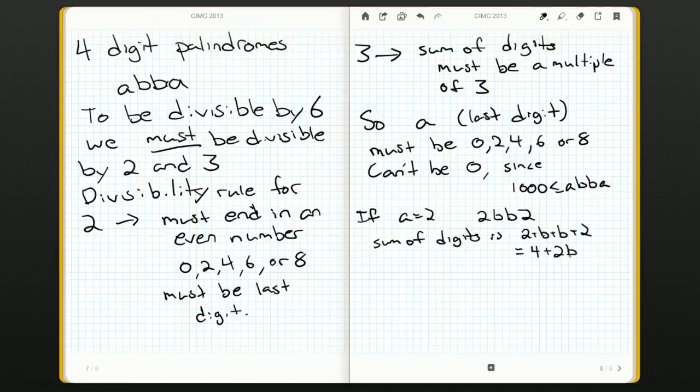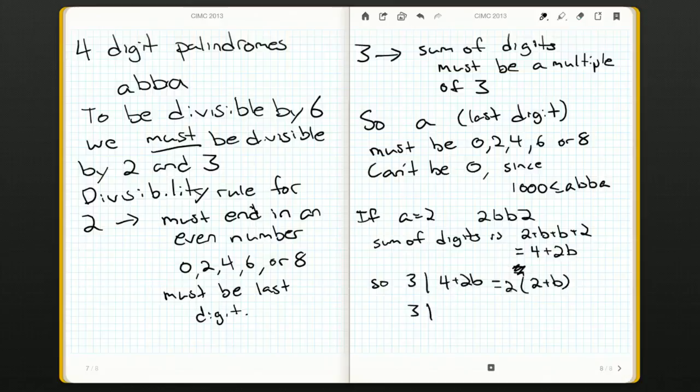So 4 plus 2b needs to be a multiple of 3. Another way of seeing that is if we divide by 2, now let's just write it out the normal way. Let's not jump ahead steps. So we need 3 to divide 4 plus 2b. But 4 plus 2b, that's just 2 times 2 plus b.